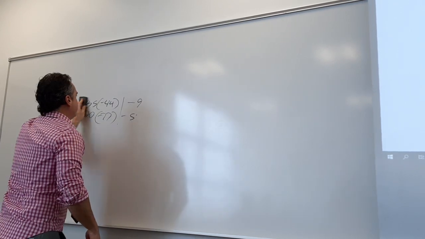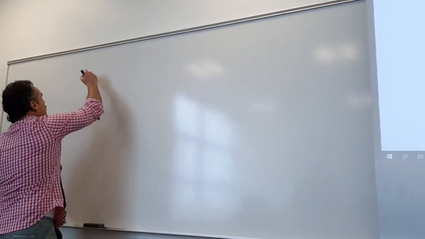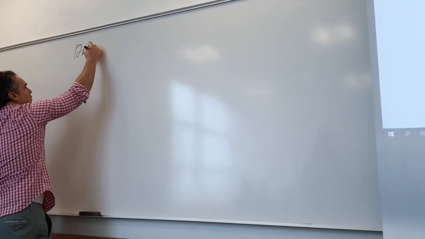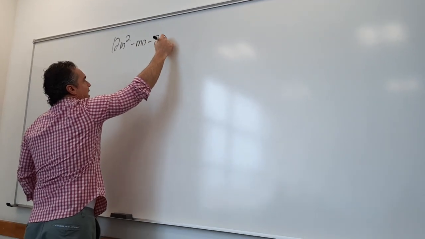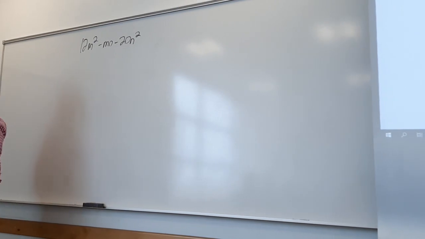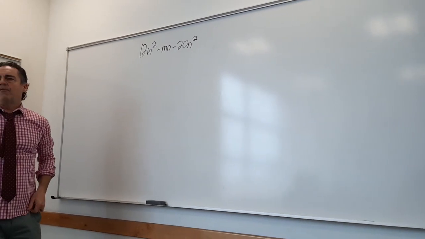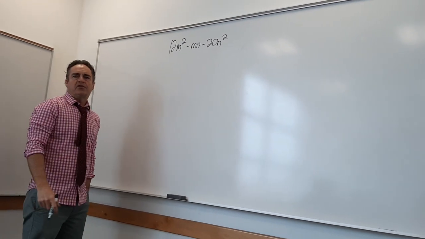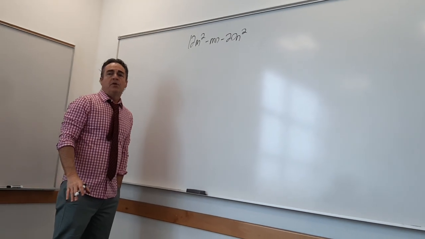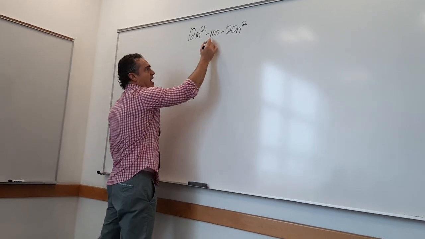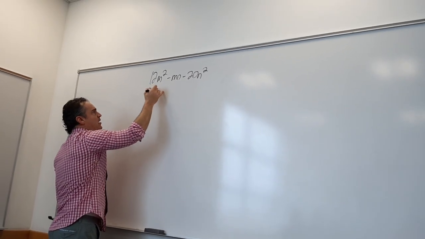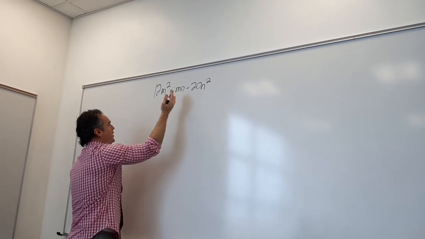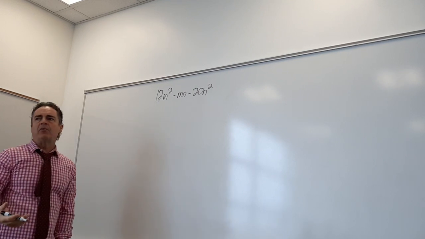Somebody read it to me. 12m squared minus mn minus 20n squared. All right. First thing we do is check for a common factor. Do we have one? Yes or no? We don't. We have an M, but that's not an M. An N, but there's no N. Divisible by 2, but not divisible by 2. It looked like we did, but we don't.